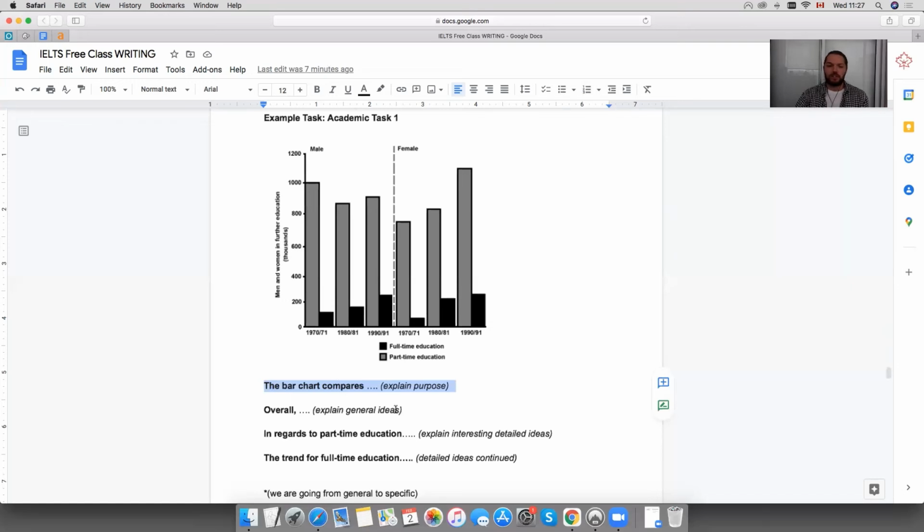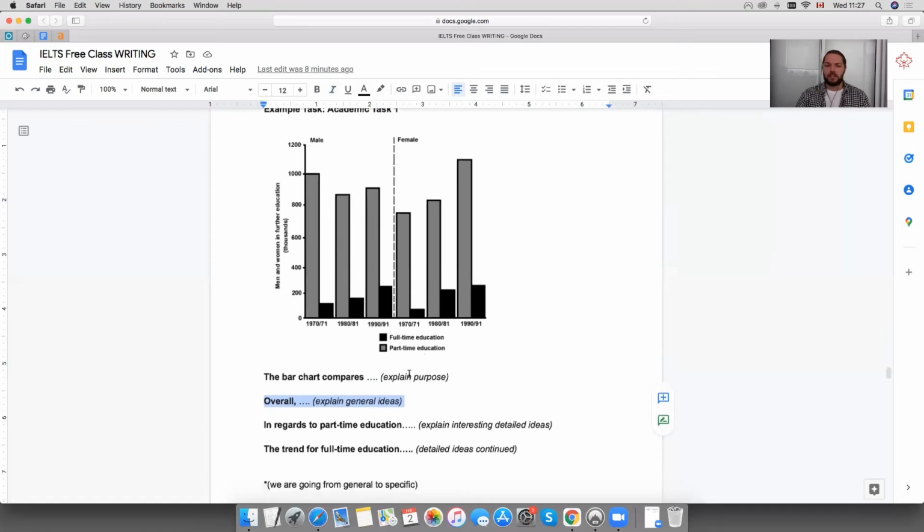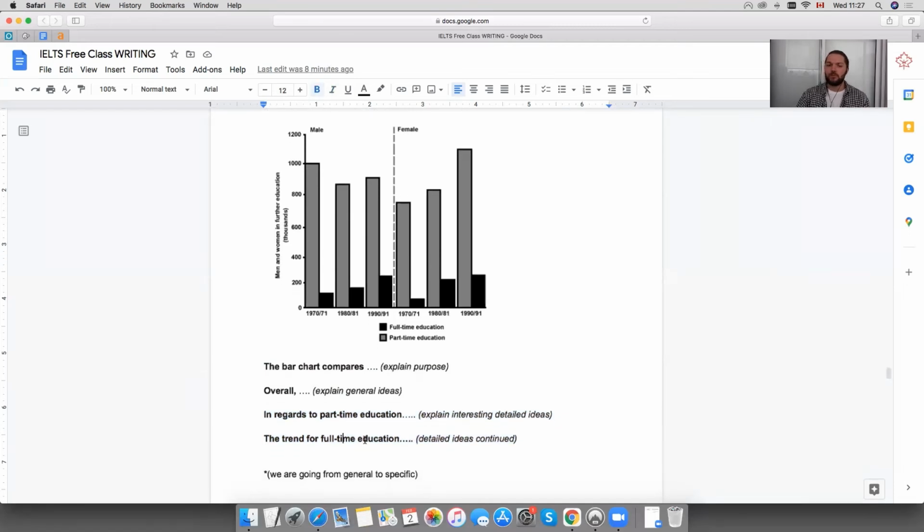Now we're going to talk about the general ideas. Overall, well, there's something very general that we see on that graph, where overall part-time education has remained more popular than full-time education for both of these decades, right? We can go into more overall general ideas, but then we get into the details. So in regards to part-time education, now we speak about the numbers and those specific ideas, and then later we do the same for full-time education. General to specific. As long as you hold on to that general to specific, the organization will fall into place and you will have a better coherence score because of that.